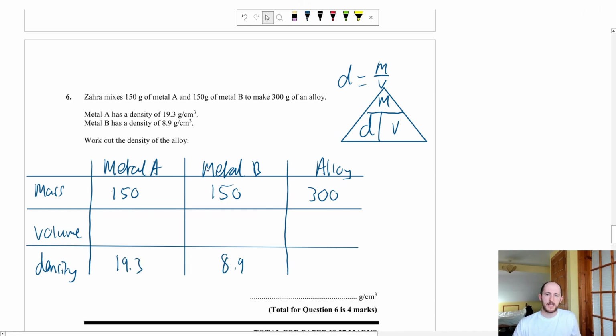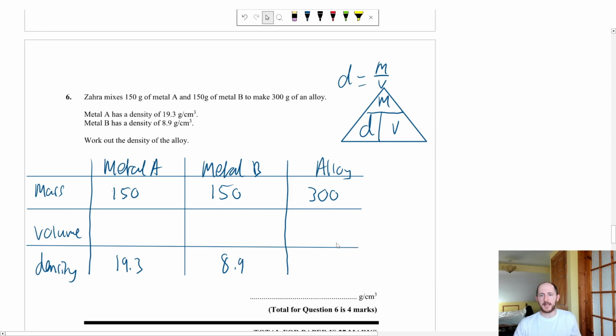It then says metal A has a density of 19.3 and metal B has a density of 8.9, and our goal is to work out the density of the alloy. And to do that, we need to work out all of the missing spaces in our table. Why? Well, density is mass over volume. I have the mass of the alloy, but I don't have the volume of the alloy. So I need to work out the volume of the alloy. But how do I do that?